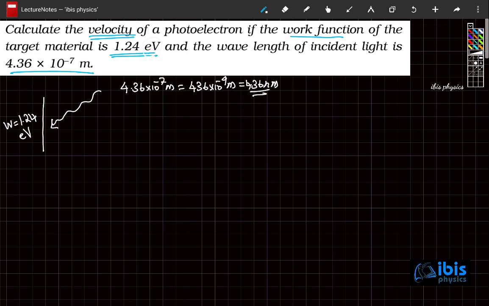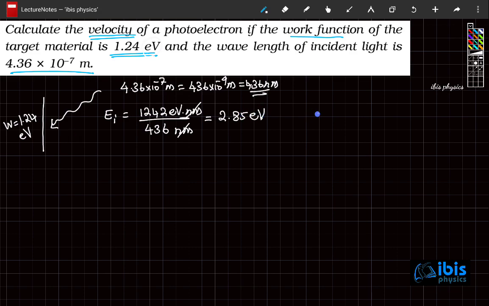See here, what is the velocity of the photoelectron? This is the incident wavelength, and using that we are going to calculate the incident energy. Incident energy is equal to 1242 electron volt nanometer divided by lambda. Lambda must be substituted in nanometer, so 436 nanometer. When you substitute, nanometer will be cancelled. So the energy of the incident radiation is 1242 divided by 436, which is roughly 2.85 electron volt.